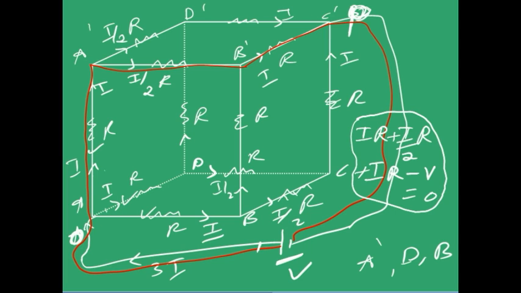This is your equation, right? IR plus I by 2R plus IR minus V. I can write the same equation as V is equal to IR plus I by 2R plus IR again. It is what? 5 by 2, right? It is 5 by 2R. Now V is equal to 5 by 2 IR. This is my final equation, or the same equation written in some other form.